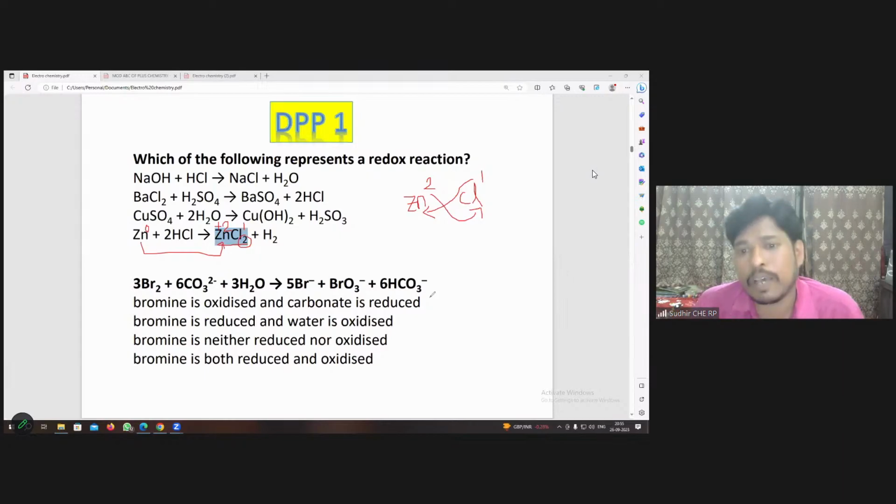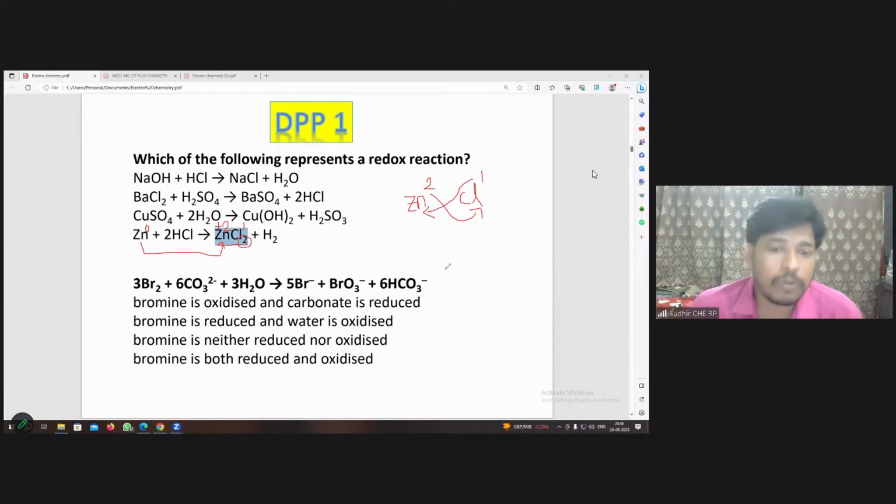In complex compounds, if you want to find the oxidation number, there are 2 important rules we must remember. If possible, please write down the rules. Rule number 1: the sum of oxidation numbers of all the elements in a neutral molecule is equal to 0. That is rule number 1 you have to understand.